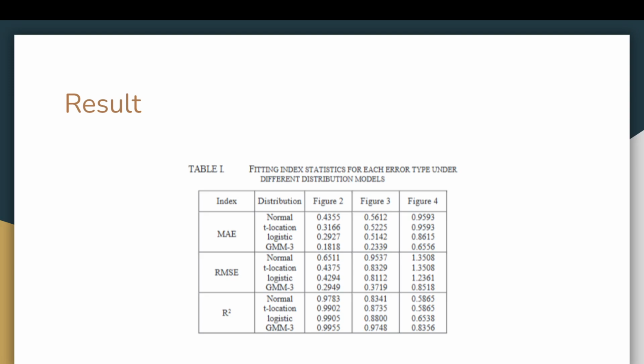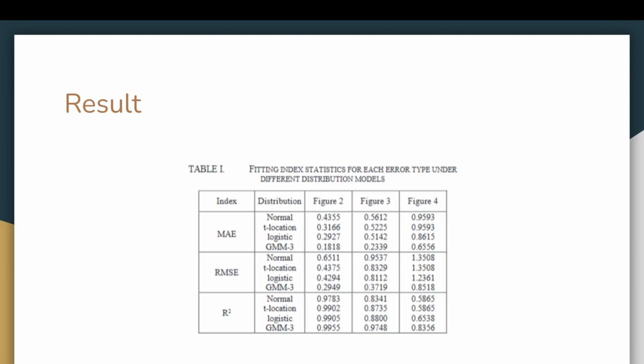Combined with the evaluation index of goodness of fit in the table, we can see that in different types of error distribution, the MAE and RMSE of normal distribution, t-distribution, logistic distribution, and GMM show a decreasing trend from front to back, while R-squared shows a gradual increasing trend. From the above results, it is easy to know that the fitting effect of GMM is better than that of the other 3 models, especially when the error distribution of Figure 3 and Figure 4 shows obviously multi-peak and asymmetry.